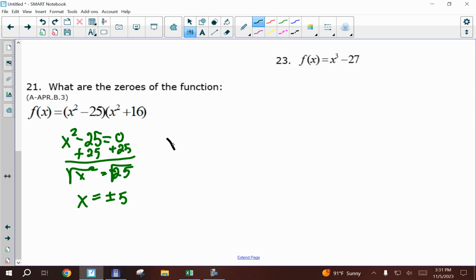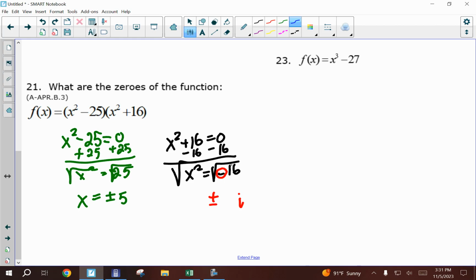I do that for the other side, x squared plus 16. I'm going to minus 16 to both sides. So x squared equals minus 16. Then when I square root this side, you're going to have to be kind of careful because that negative, we learned about that before, that negative gets fixed because it turns into the letter i. So you'll have plus or minus with an i on your answer, and then the regular 16, if you take the square root of 16, is 4.